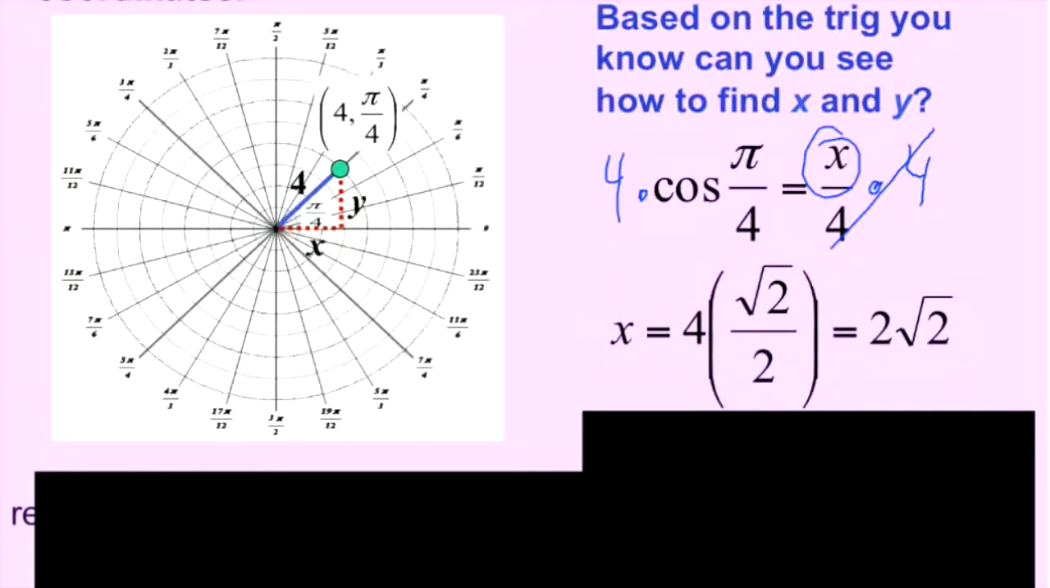Do you have your unit circle handy? Cosine of pi over 4 is root 2 over 2. So my x equaled 4 times cosine pi over 4. So here's my 4, and I'm replacing cosine pi over 4 with root 2 over 2, because that's its value. 4 times root 2 over 2. The 4 and the 2 cancel to 2, so we're getting x equals 2 root 2.